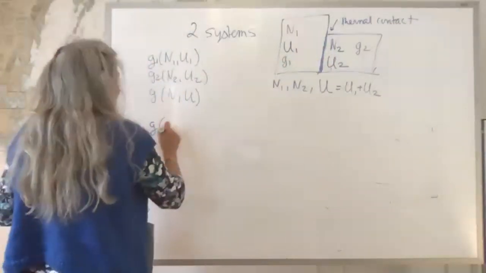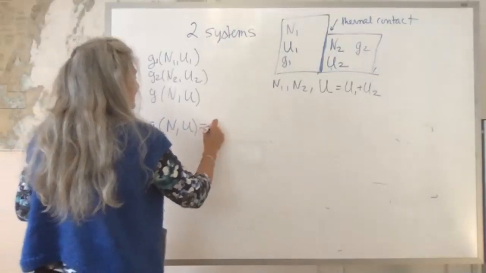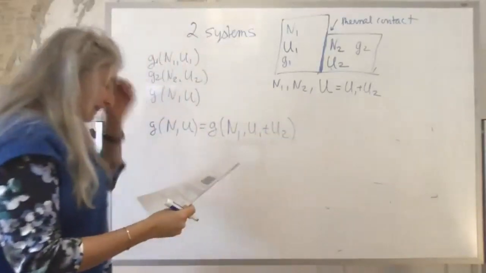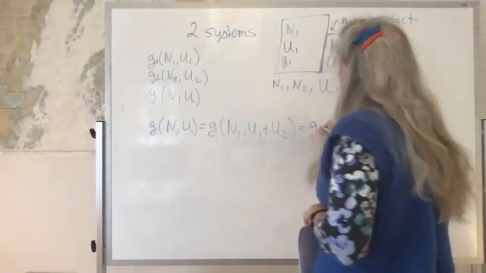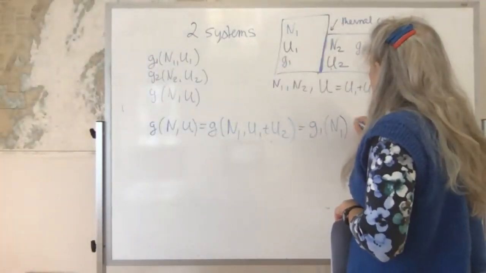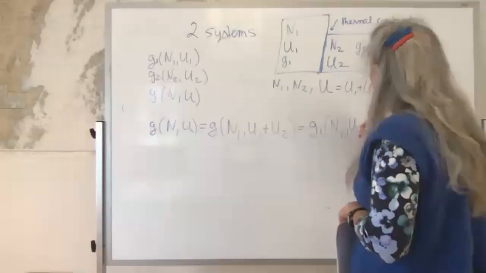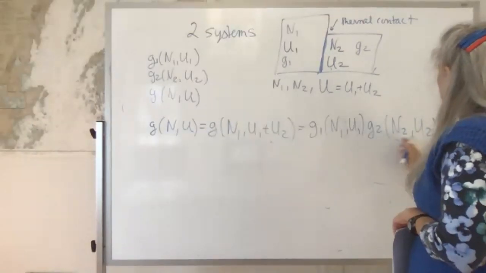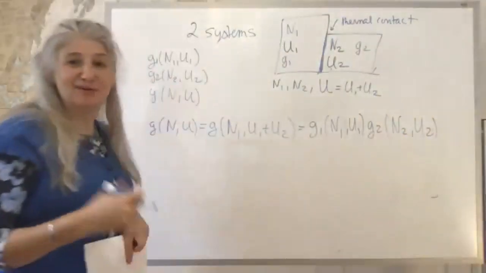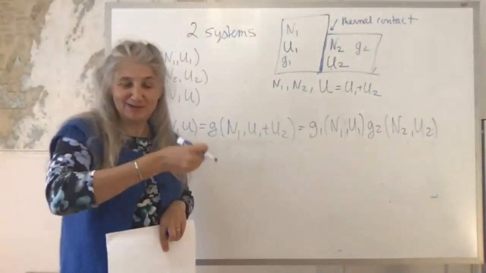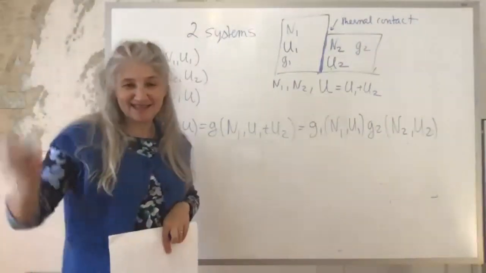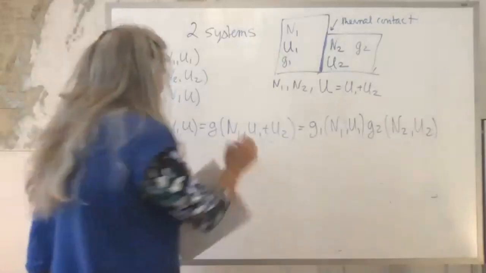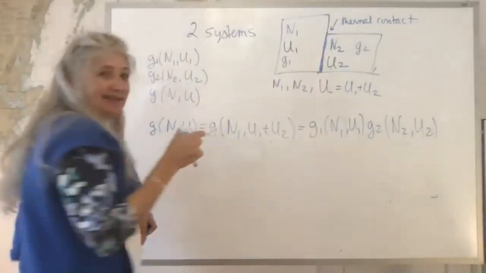So I could write g of N, U is equal to g of N1, U1 plus U2. And this I can also write as g1 of N1, U1 times g2 of N2, U2, like we did before, because if I have a multiplicity of states for one of them, for each one of those, I have the total number of multiplicity states for the other one. So the total multiplicity is the product of the two. So now when you put it in thermal contact, it should be at a maximum.